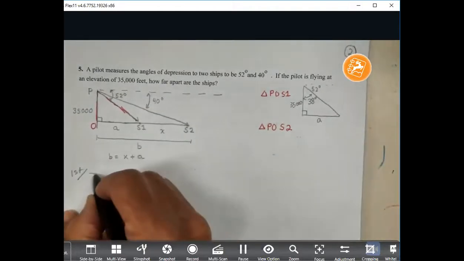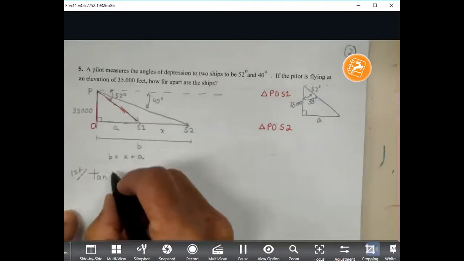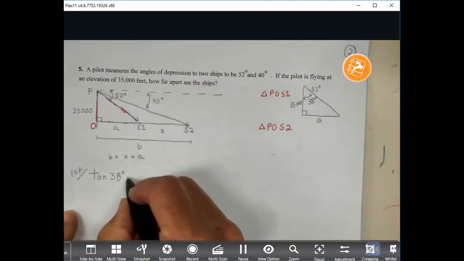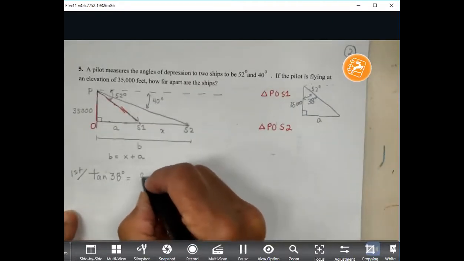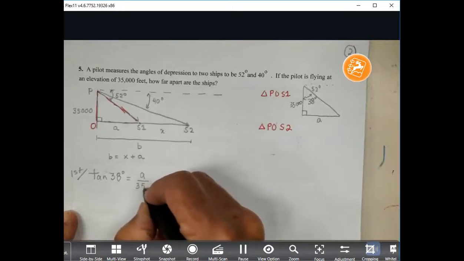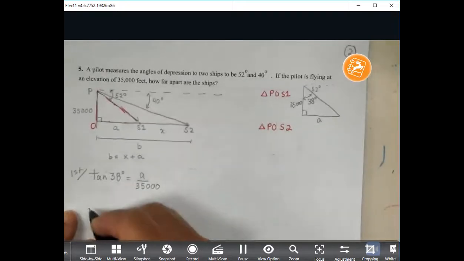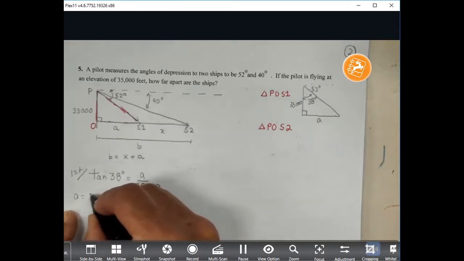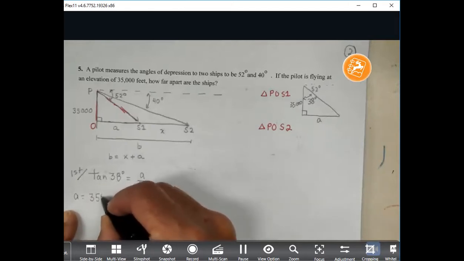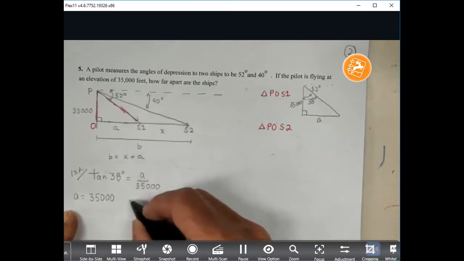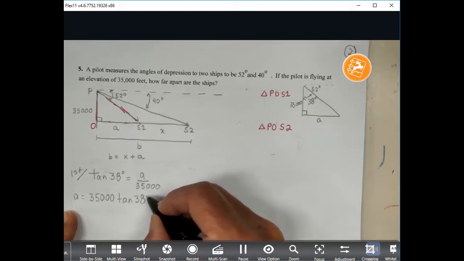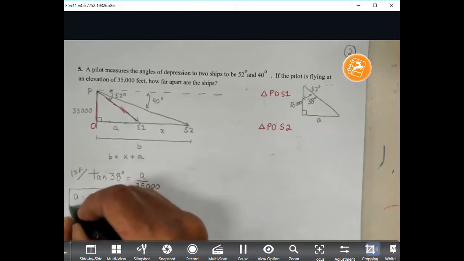We have the tangent of 38 degrees is equal to A divided by 35,000. And so if I solve that for A, I'll multiply by 35,000 and get A is 35,000 times the tangent of 38 degrees. Let's put that in a box and we'll come back and get it later.